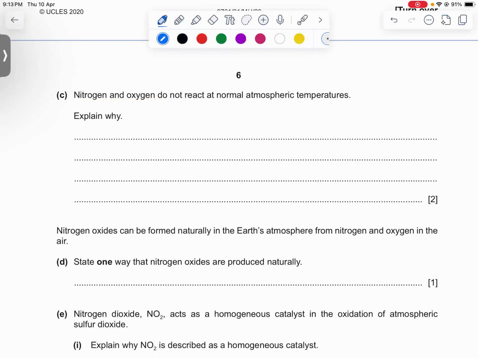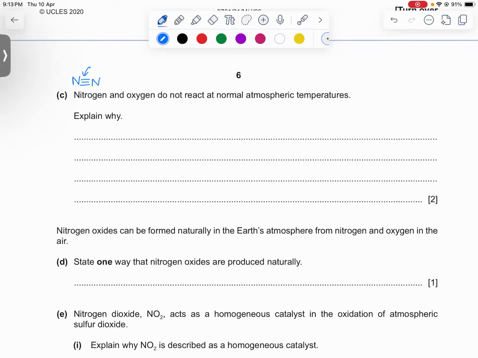Explain why. Why do nitrogen and oxygen not react at atmospheric temperatures? Not because of oxygen. Oxygen is always ready to react. However, nitrogen isn't. Nitrogen really has some problems. And what is that essential problem? It is that nitrogen-nitrogen triple bond that it has, right? A nitrogen-nitrogen triple bond is very strong, and it is good if you remember the value.